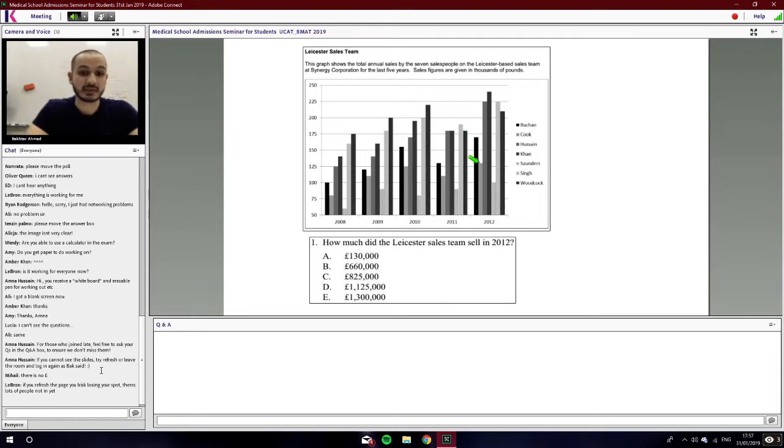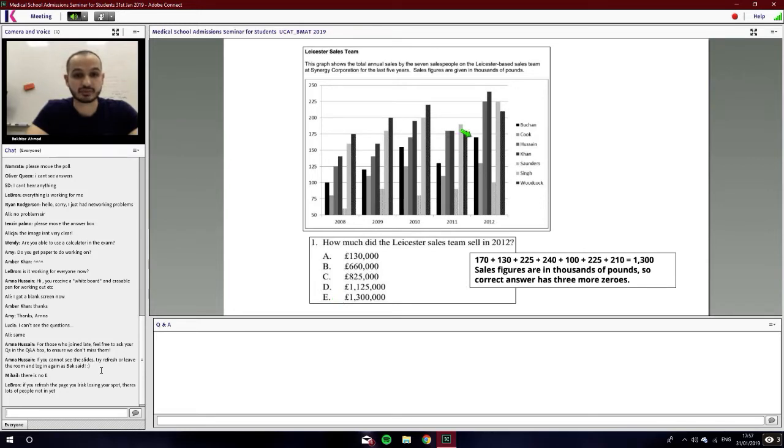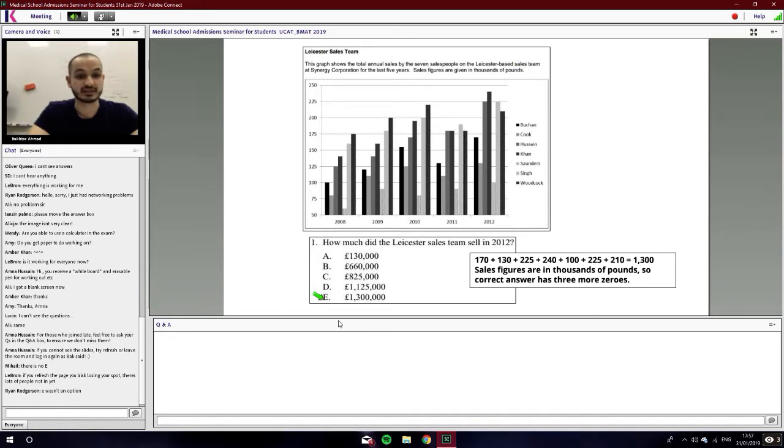Now, this question can be a little bit tricky, but it's actually quite simple. It's just long. What you have to do is add up all the different bars. Okay, so it's 170 plus 130 plus 225, 240, and so on. And the answer comes up to 1300. Now, if you look here, the two A and E look quite similar. So you may have to go back and read the information at the top. You don't always have to, but if you're stuck, then you may have to. So sales figures are given in thousands of pounds. So it's 1.3 million pounds, basically. So answer E is correct.